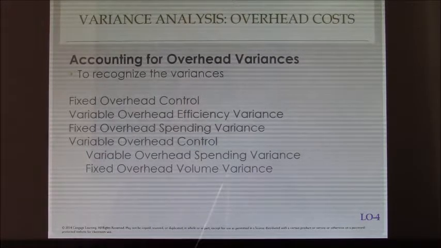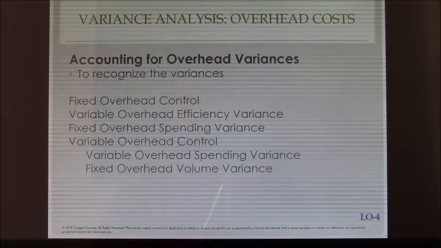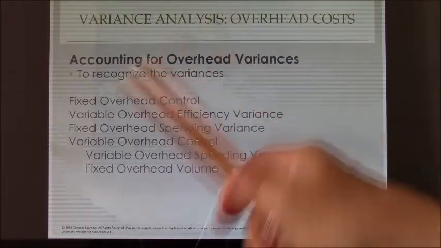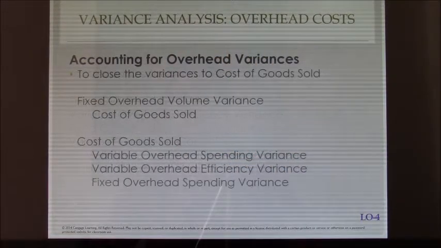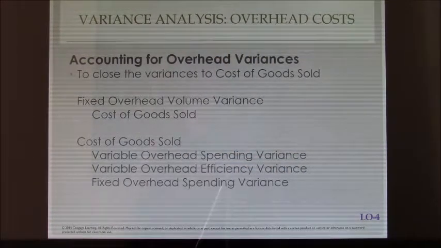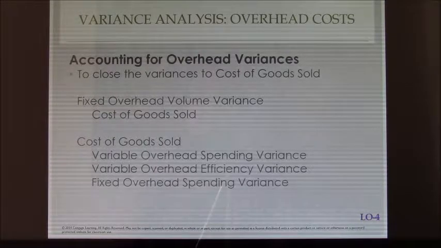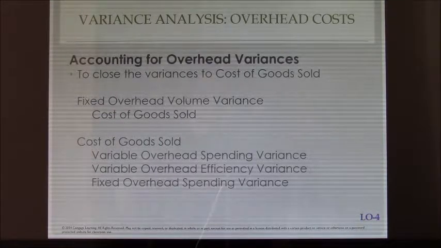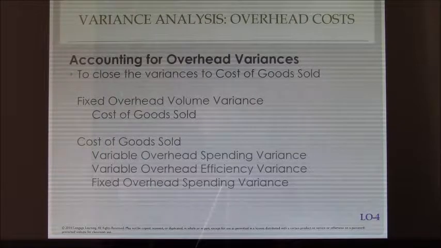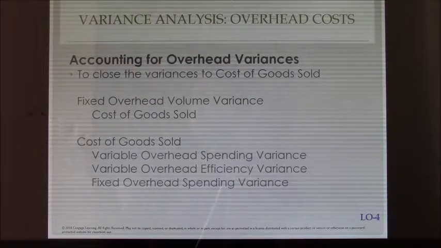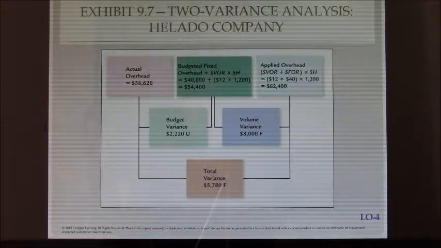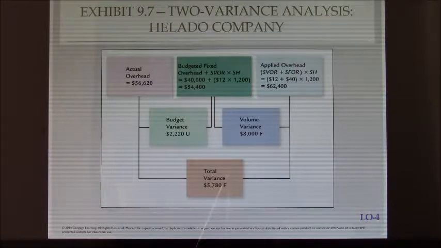And to recognize the variances, you're moving them into overhead control. And then you're going to close them to cost of goods sold. And I do an example of this in problem 9.30, but it's not something I'm going to expect you all to really know that well for the exam.